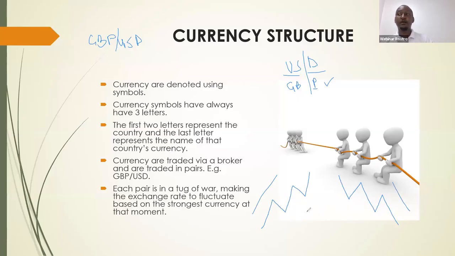Basically, because of this tug of war. So if it's maybe GBP USD, this means that at this particular point, GBP was stronger than USD. At this particular point, USD was stronger than GBP, right? So that explains the reason why it doesn't really move in a straight line as we might think of, right?